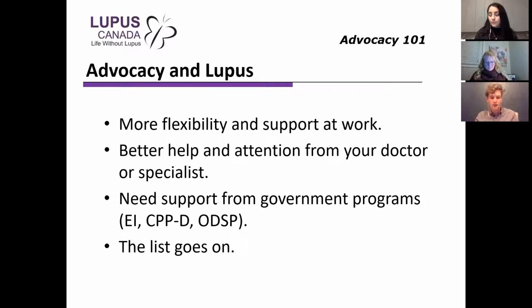But I think folks have a good understanding of why someone with lupus should consider advocacy as a toolkit to try and make things better for themselves.